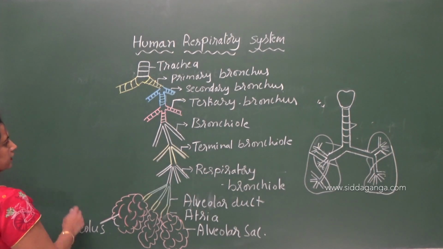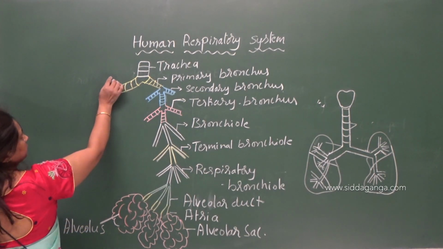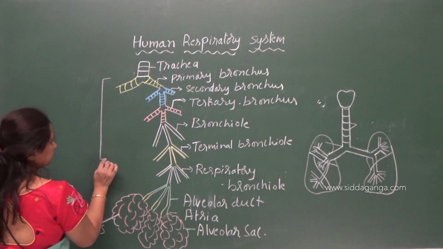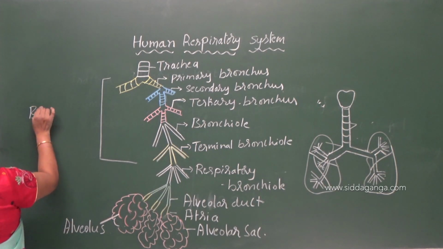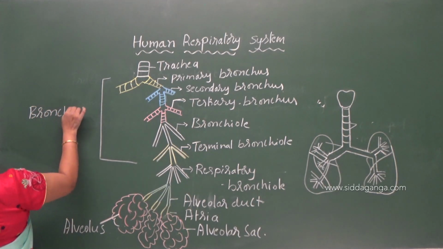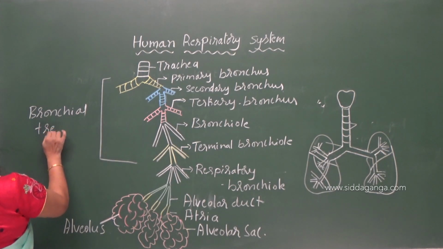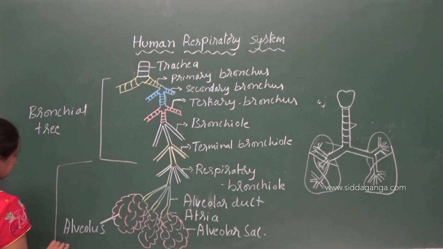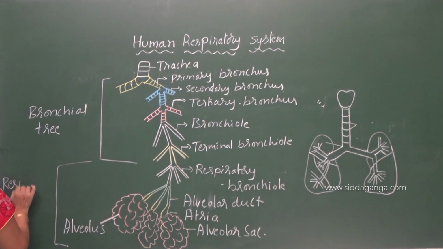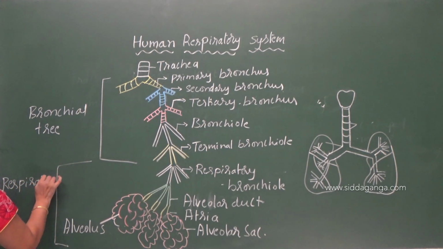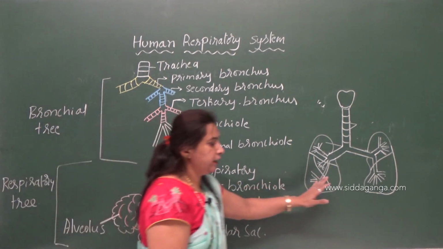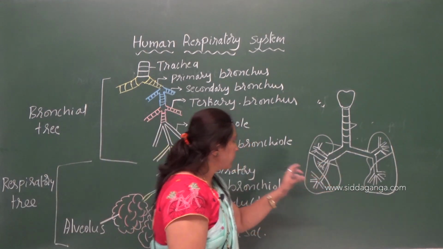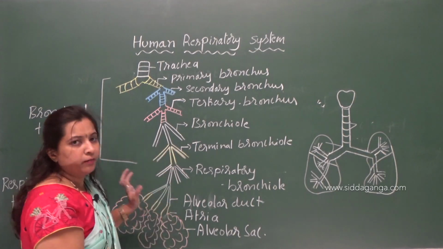So up to this is the bronchial tree. As it looks like a tree, it is called a bronchial tree, and this is the respiratory tree. So this is how the branching is present in the lungs. Inside the lungs you will find this type of branching.